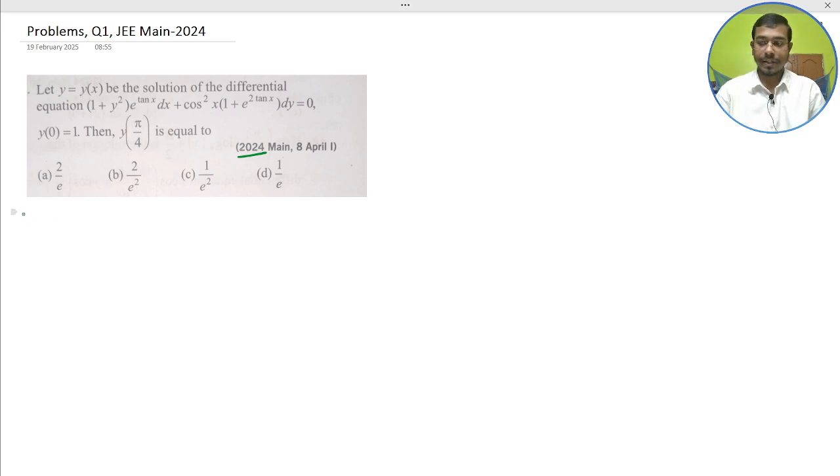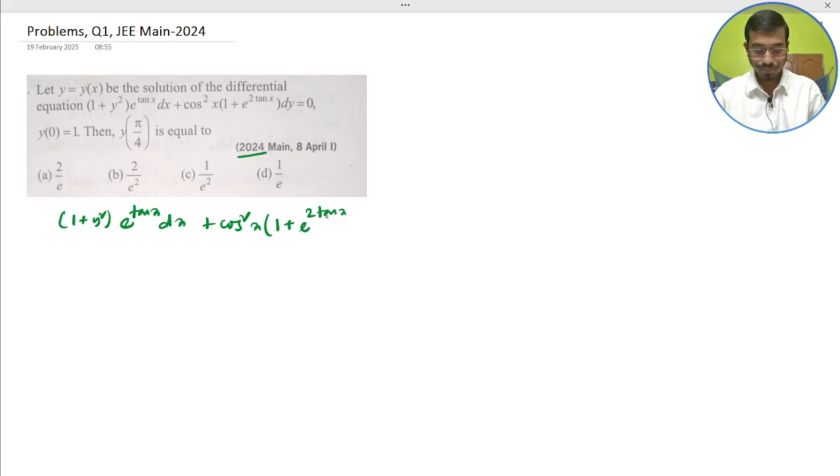So the given differential equation is (1 plus y square) e to the power 10x dx plus cos square x into (1 plus e to the power 2 tan x) dy equal to 0. This is the given differential equation.